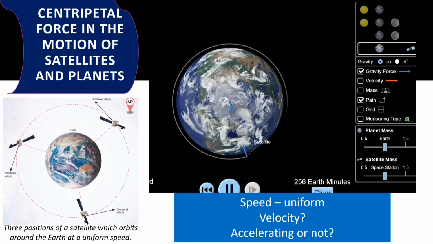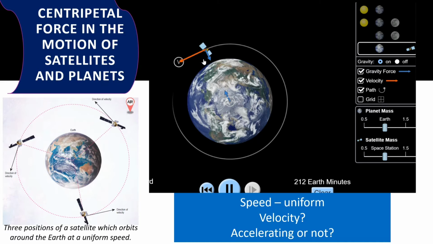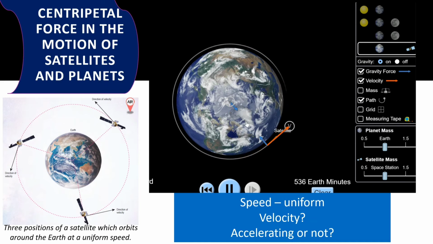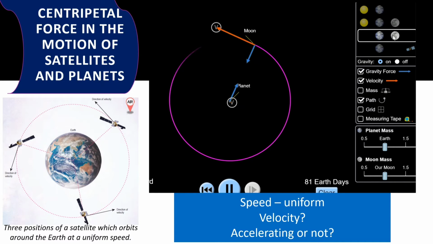Now you can see that a satellite is orbiting the Earth. The blue arrows show the direction of gravitational forces, the attraction forces between the Earth and the satellite. Now the satellite is orbiting. The red colored arrow shows the direction of the velocity. So if the satellite is moving with a uniform speed, what about its velocity?